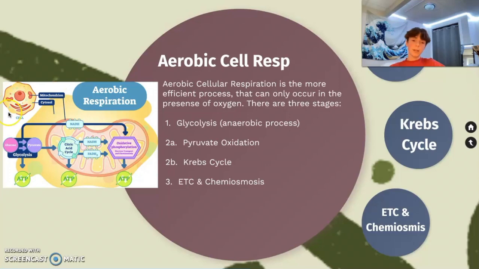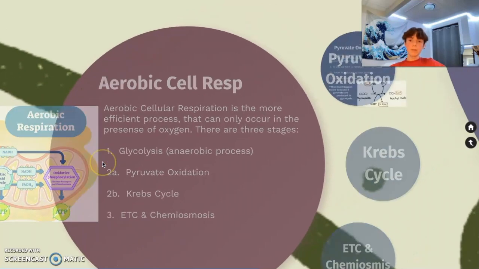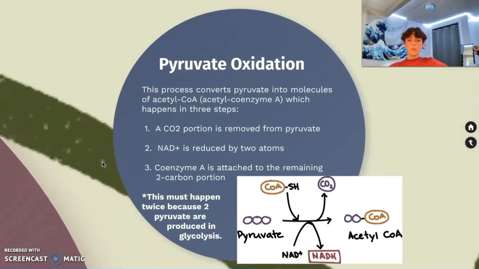Now, this general diagram we will get back to afterwards. Firstly, pyruvate oxidation is like a precursor reaction that must occur before the Krebs cycle can happen, which is why it is only considered step 2A instead of step 2, and the Krebs cycle being step 3. This process converts pyruvate into molecules of acetyl coenzyme A, which was mentioned earlier, and happens in 3 steps.